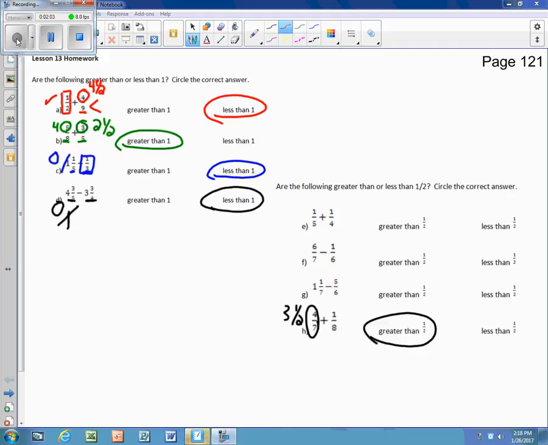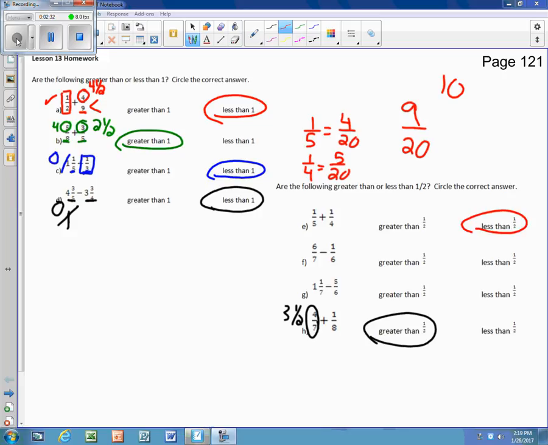So now we'll go back up here. We have 1/5 plus 1/4. These are two numbers that are smaller than a half. Some of you might not be sure what we would get if we add them together, so we're just going to add them up here. And we end up with 9/20. Half of 20 would be 10, so this is less than a half.